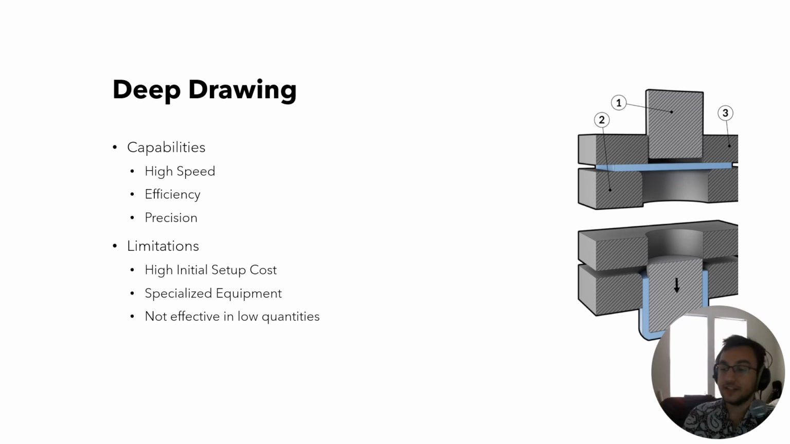However, in terms of limitations, like frankly most factory production systems, it has a really high initial setup cost. These machines are incredibly expensive. They also have to be incredibly specialized. You need to know what type of shape you're deep drawing into. There isn't any generic deep drawing machine. In order to deep draw, you need some very specific molding. As well, deep drawing can be less effective in low quantities because it is so expensive, you need to justify it by producing a lot.